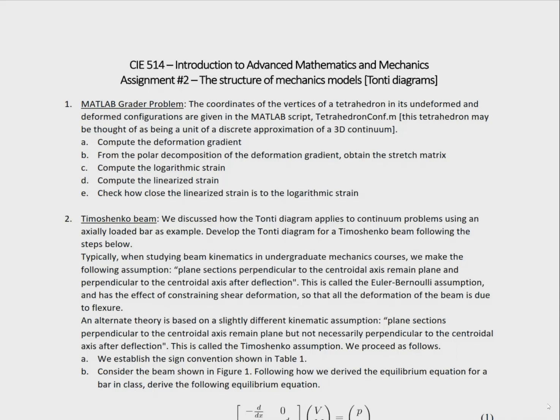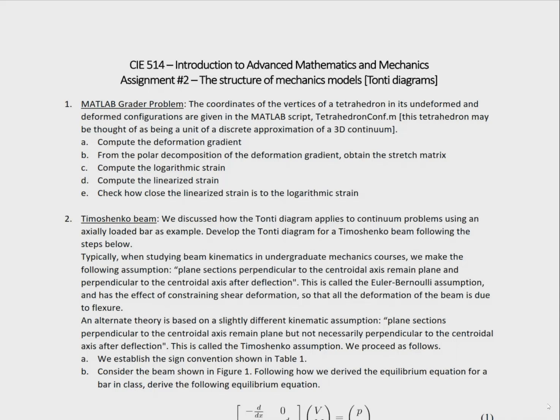deduce things like the principle of virtual work from the Tonti diagram and so on. But we kept our discussion kind of focused on a discrete structure, namely the truss. In this assignment, we are going to focus on continuum systems. We'll see what the difference between a continuum system and a discrete system is in the very first video.